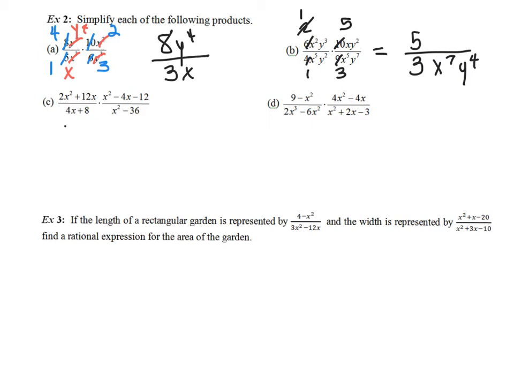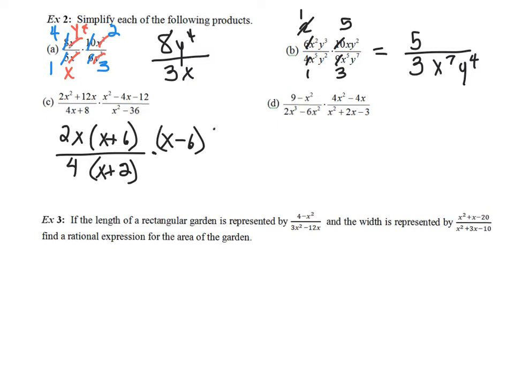So in the numerator of the first fraction, I've got 2x times x plus 6. The denominator, 4 times x plus 2. Second numerator, x minus 6 times x plus 2. And denominator, x plus 6 times x minus 6.